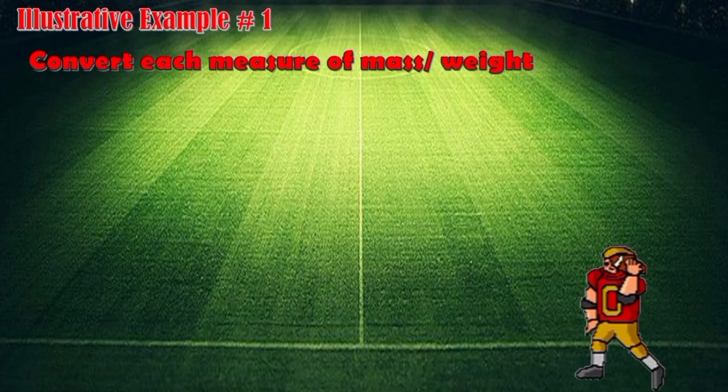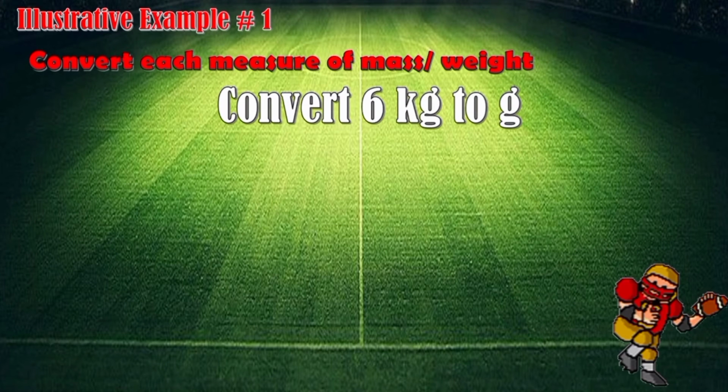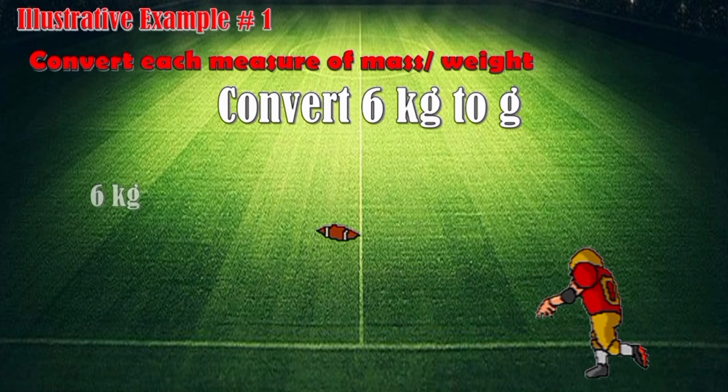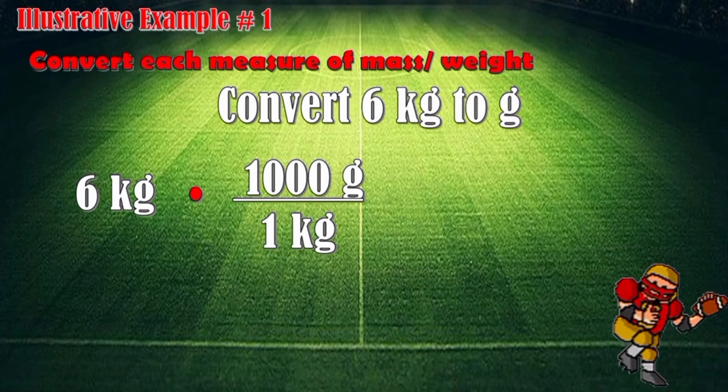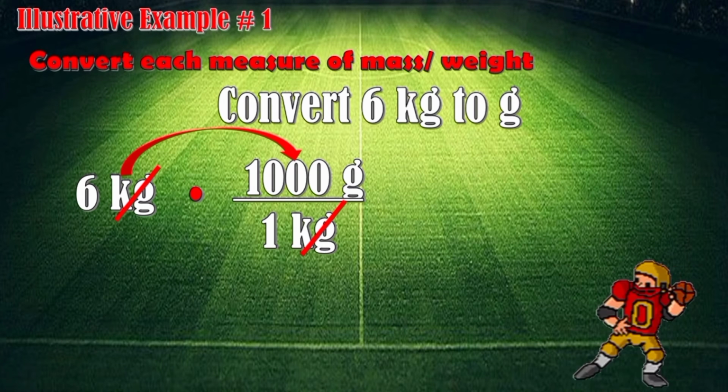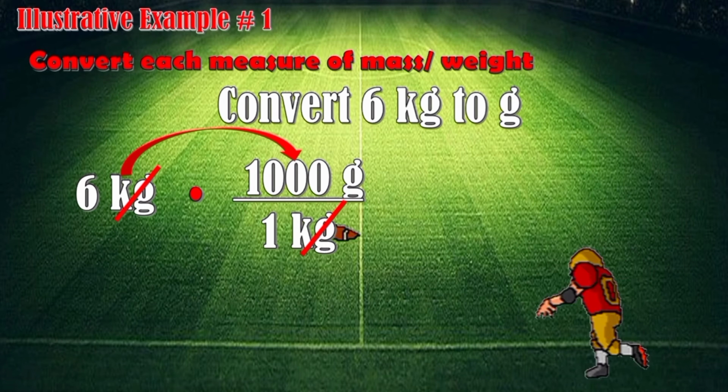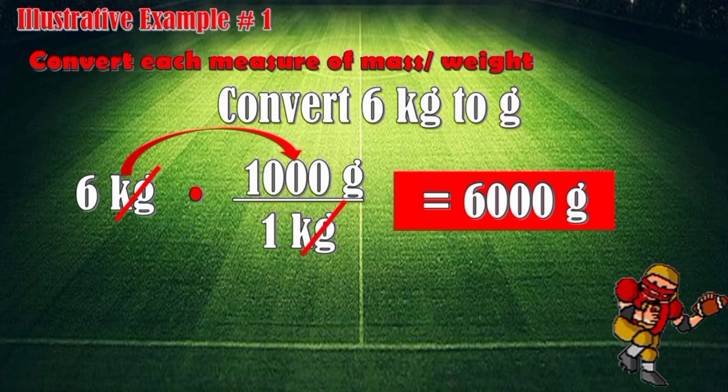Let's have example number 1. Convert 6 kilograms to grams. 6 kilograms multiplied by the factors 1,000 grams over 1 kilogram. Let's cancel kilogram. 6 multiplied by 1,000 grams. Our answer is 6,000 grams.